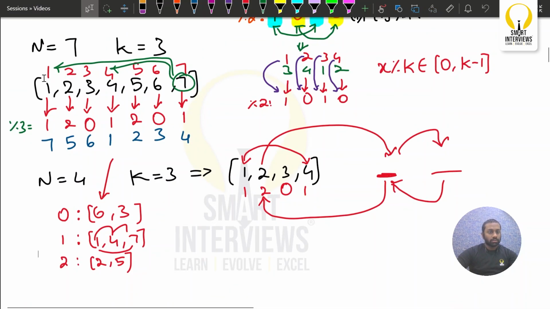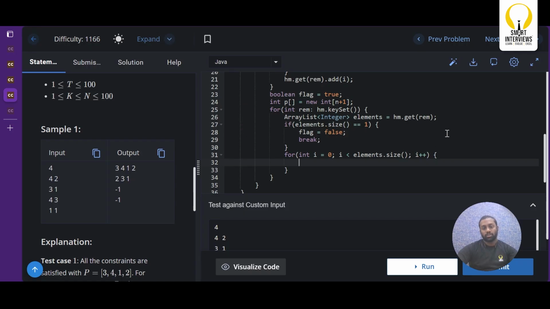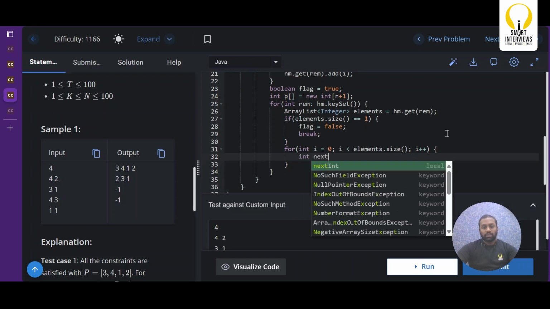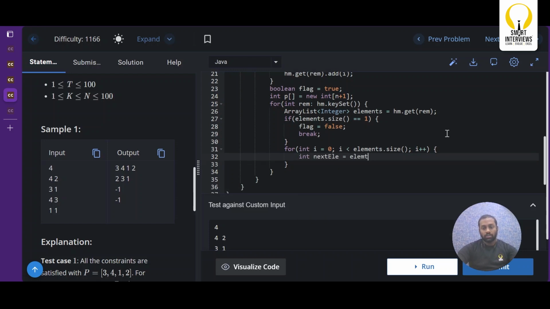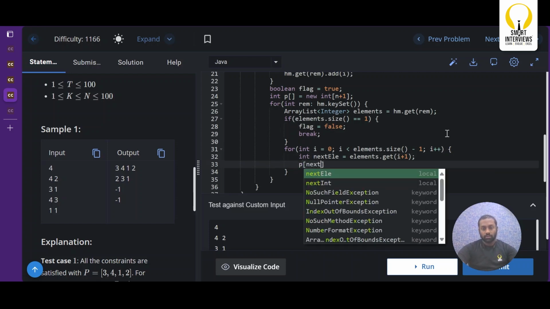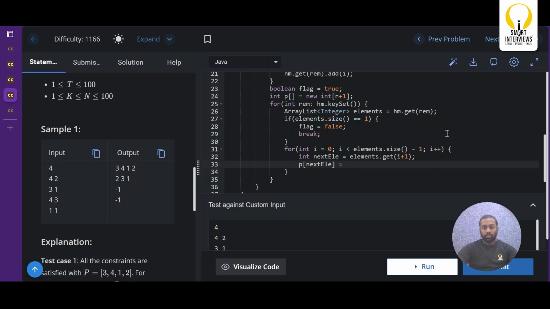That is, here 1 is going to be put in 4th place. Then 4 is going to be put in 7th place. Then 7 is going to be put in 1st place. So next is equal to elements dot get of I plus 1. But then this I plus 1 cannot be applicable at the last index, so let's keep it as I minus 1. Now whatever is the next element at that position, I'm going to put the current element, which is elements dot get of I.